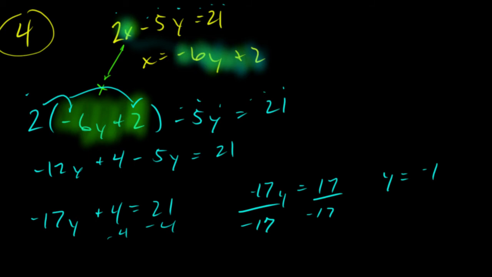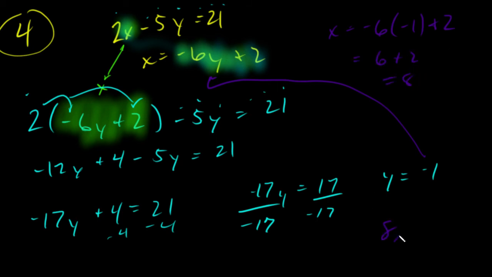Now you plug the negative 1. Where do you plug it in, guys? What do you do with the negative 1? You plug it in right there. You get x equals negative 6 times negative 1 plus 2, which gives you 6 plus 2, which gives you 8. So your solution is 8, negative 1.